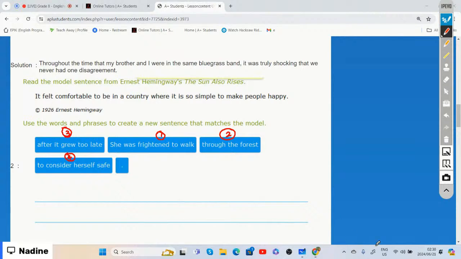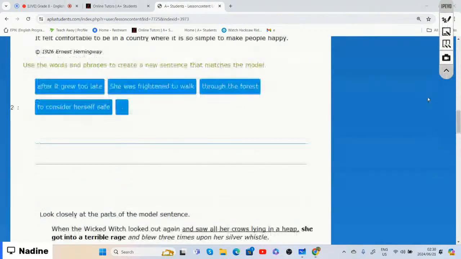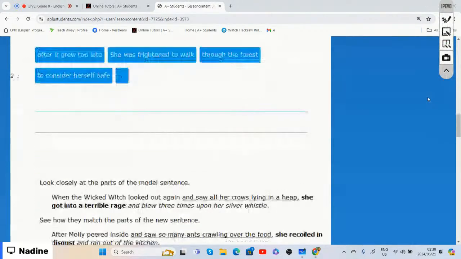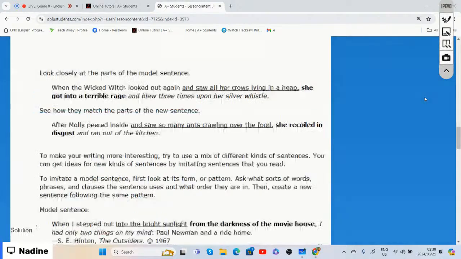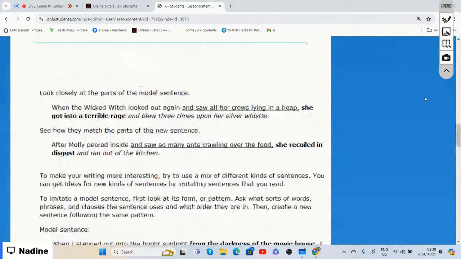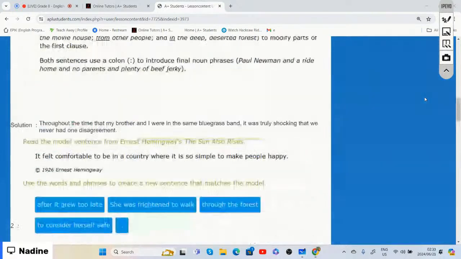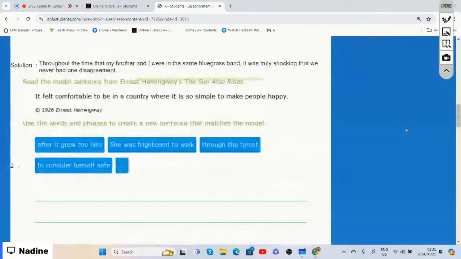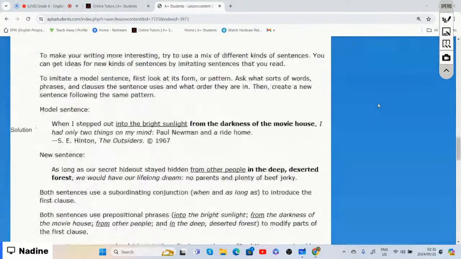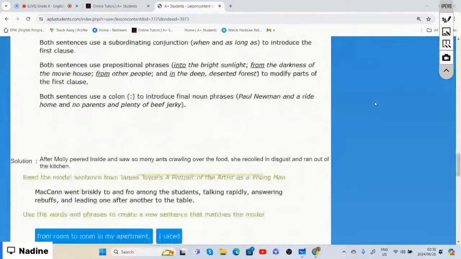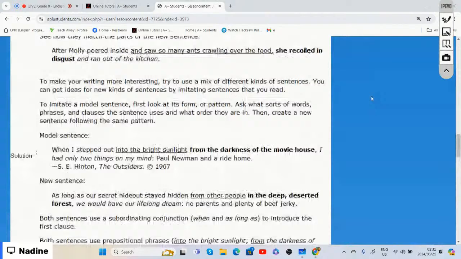Sounds like that sentence does not really balance. Let's see. It doesn't give us that one. But she was frightened to walk through the forest after it grew too late to consider herself safe. They don't give us that one. All right, let's look at the next one.